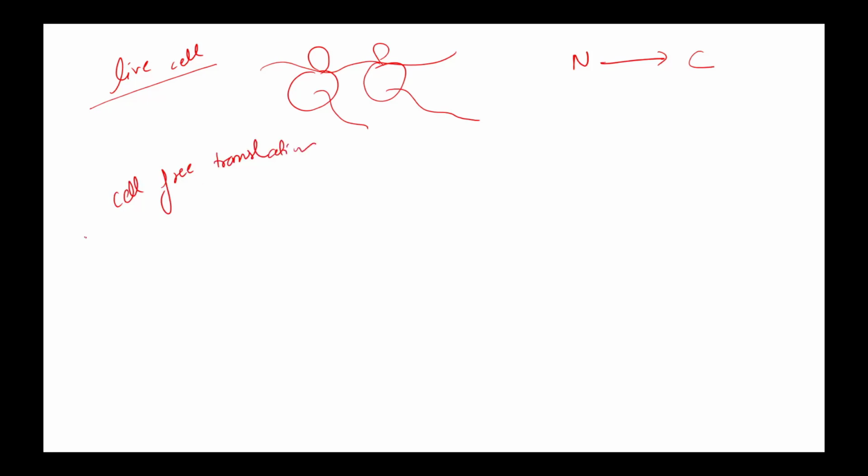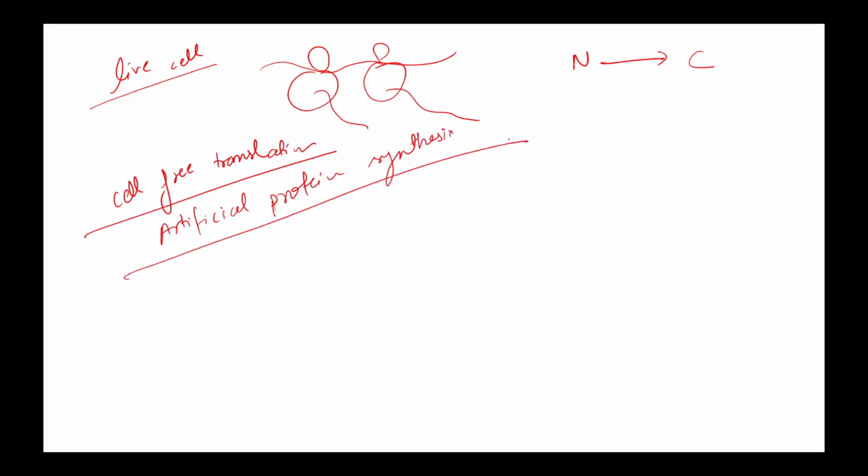in cell-free translation, you break the cell membrane, take all the components, and then try to synthesize artificially. If you want to do artificial protein synthesis, you provide amino acids and they make bonds with each other, the peptide bonds. So what is the direction of that?